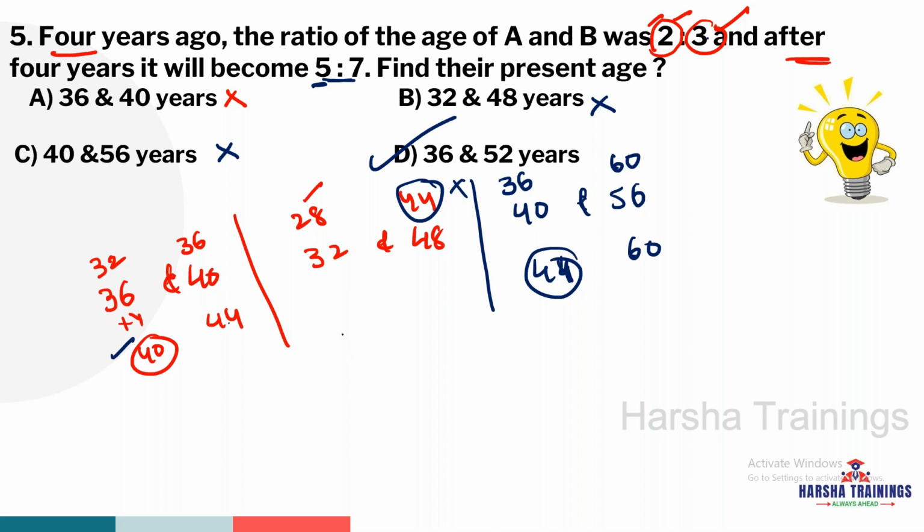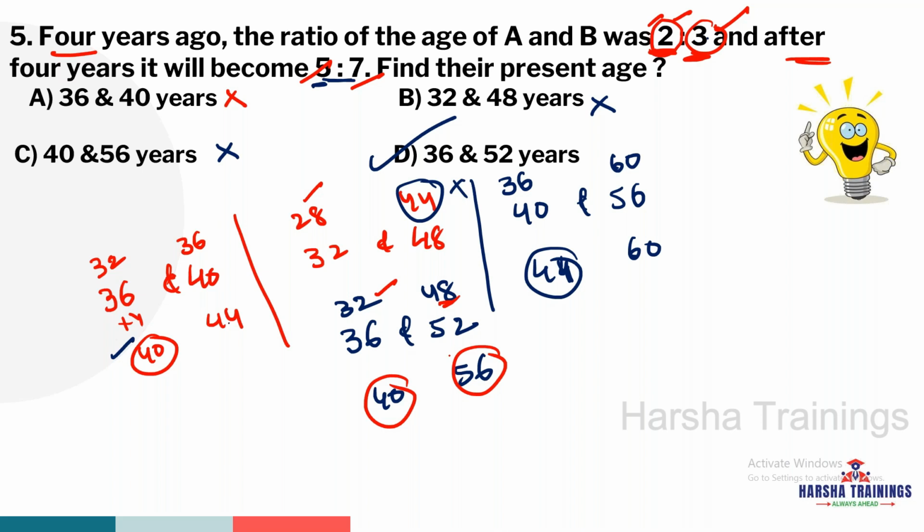But in class we are checking, not a problem. 36 and 52. 4 years ago, 36 minus 4 is 32, and 52 minus 4 is 48. 36 plus 4 is 40, and 52 plus 4 is 56. Let me check. 32 is a multiple of 2. Yes. 48 is a multiple of 3. Yes. 40 is a multiple of 5. Yes. 56 is a multiple of 7. Yes, 7 8s are 56. That's why option D is the right answer.